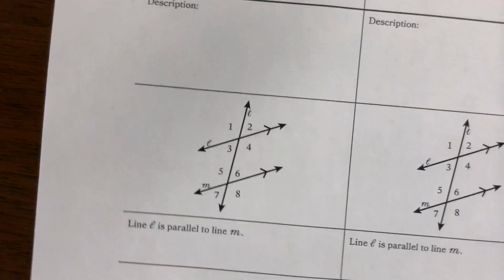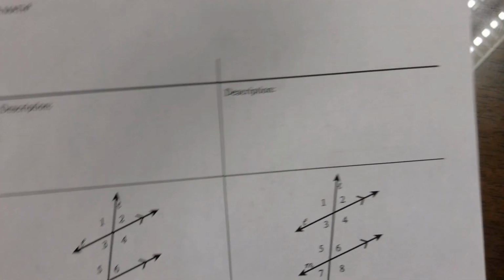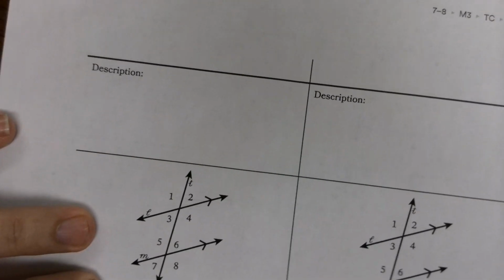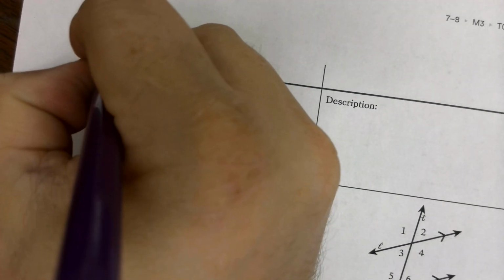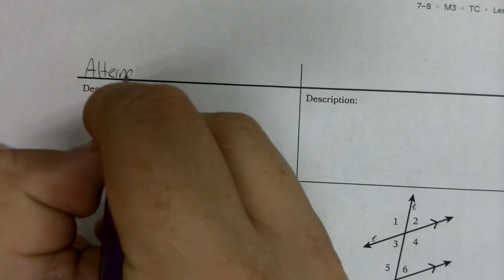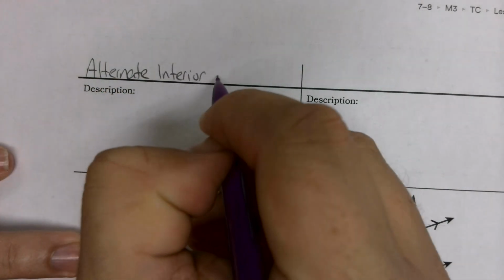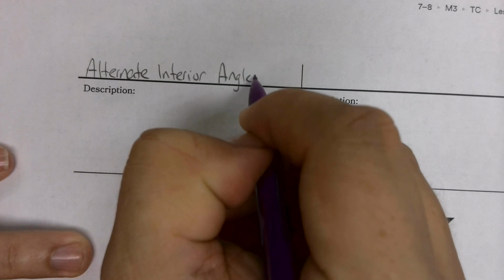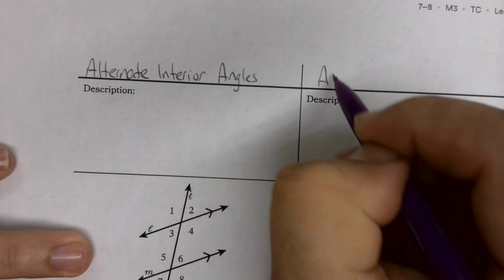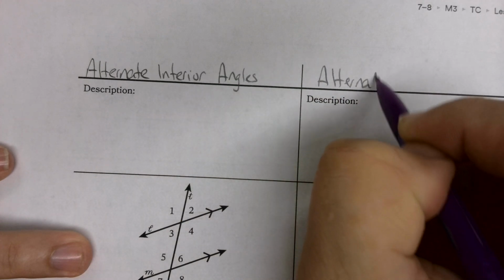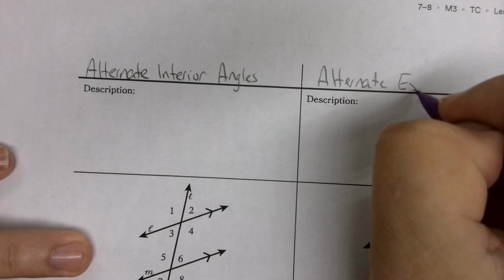Next, we have what are called alternate interior angles. Okay. Alternate interior angles. And we have alternate exterior angles.